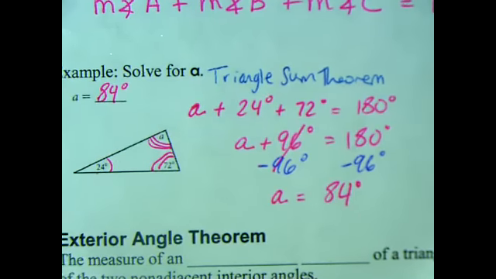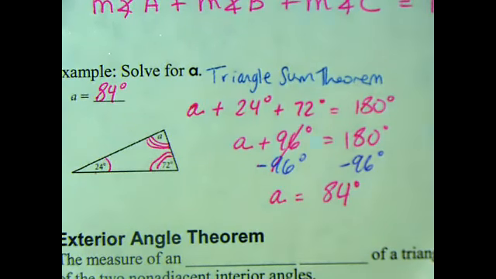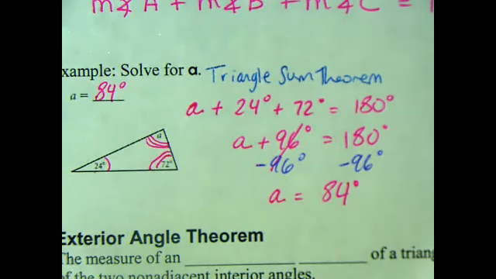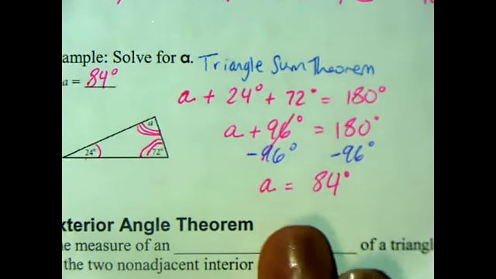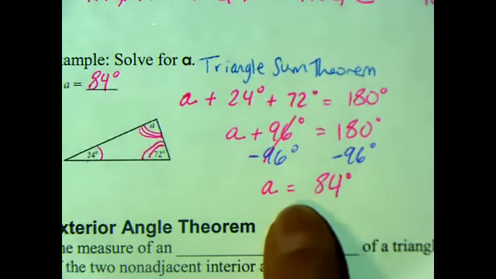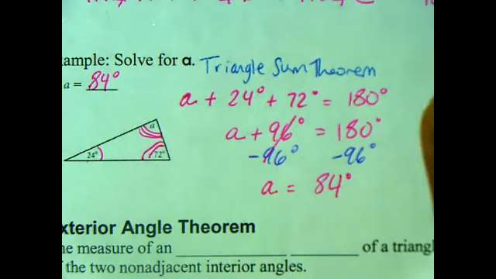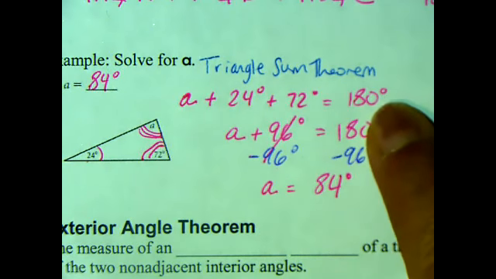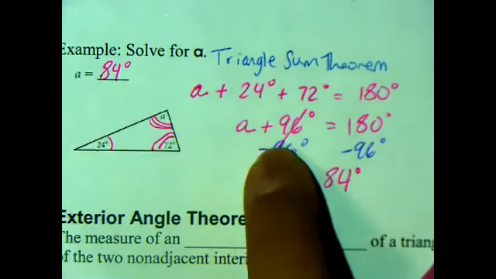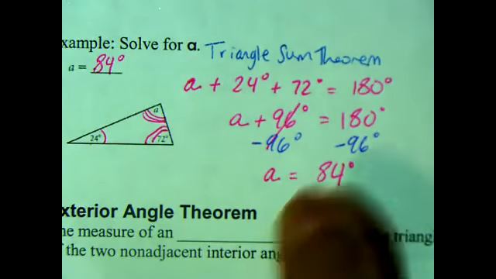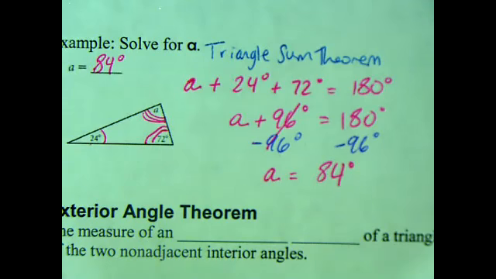Okay, so any questions on that? Any clarification needed? What's something you need a clarification on? Do you need clarification on how we set that up? Why we set up that equation? Do you need clarification on how we got 96 or how we got 84?